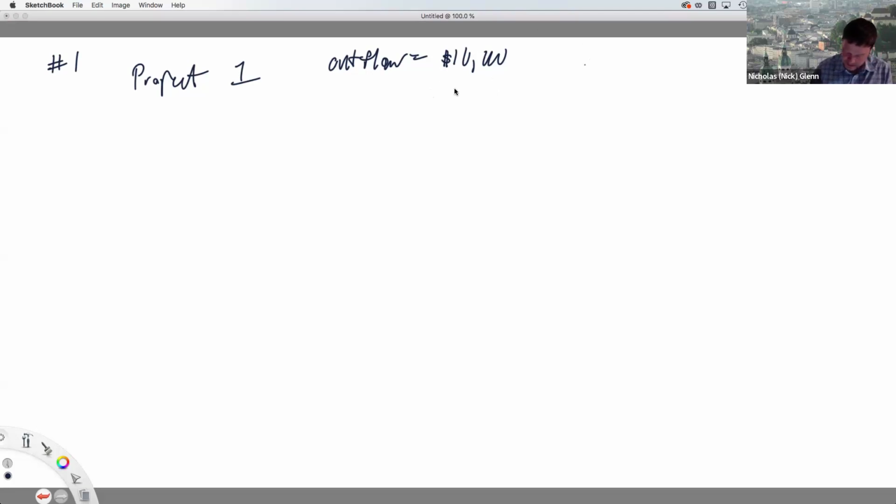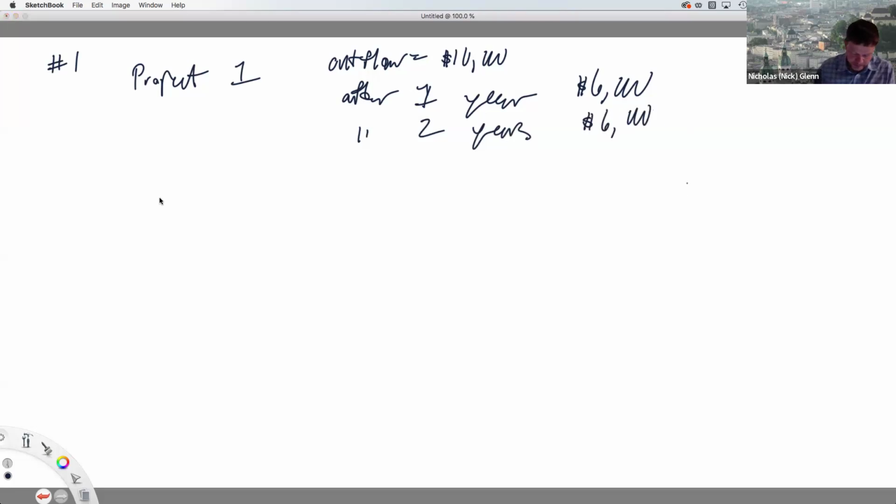And so we say that after 1 year, they get $6,000 in income. After 2 years, they get another $6,000 in income. So let's determine this net present value here. Okay.